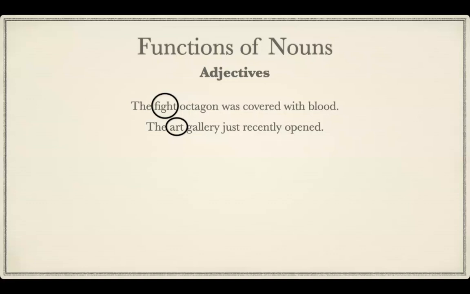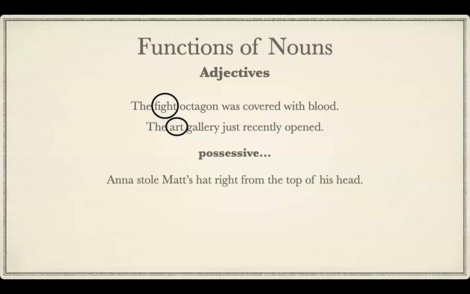In some of these cases, nouns act like possessive adjectives, showing ownership or possession over other nouns. We see this in this example. Anna stole Matt's hat right from the top of his head, where Matt is the possessor of the hat.